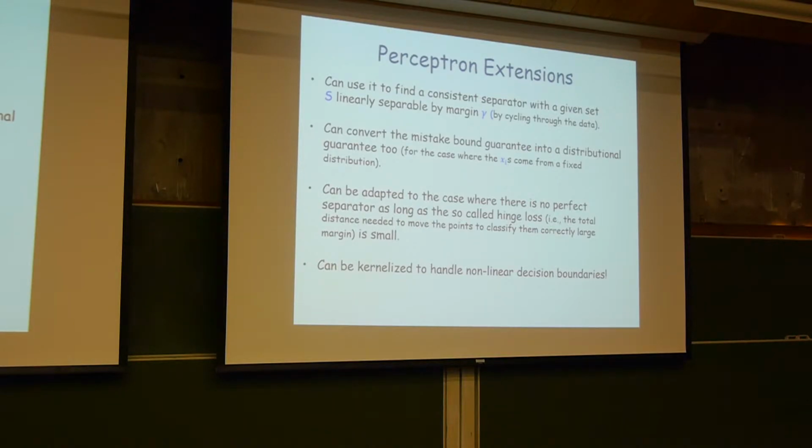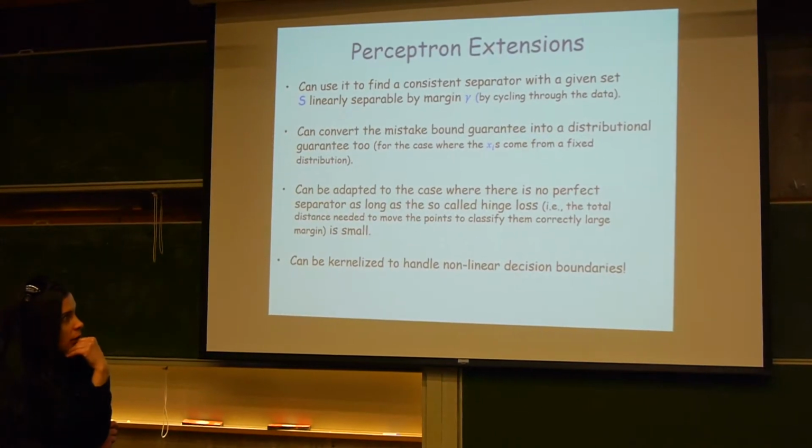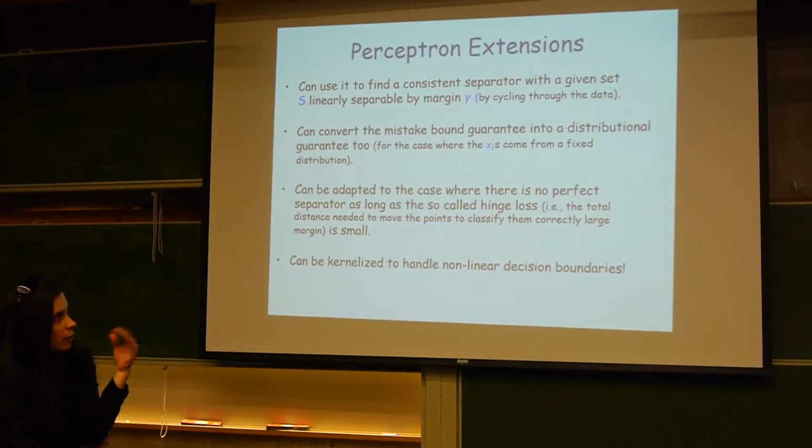Okay, and the more interesting aspect for today's lecture is that the Perceptron algorithm can be adapted to handle nonlinear decision boundaries by kernelizing it. Okay, and you'll see this in detail. That's a very cool fact. So that's the Perceptron. These are some nice facts about Perceptron.